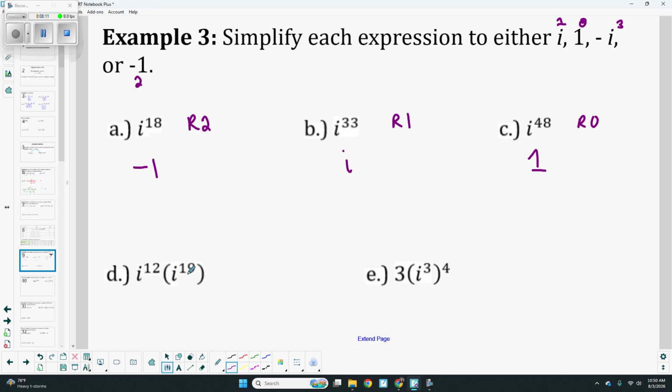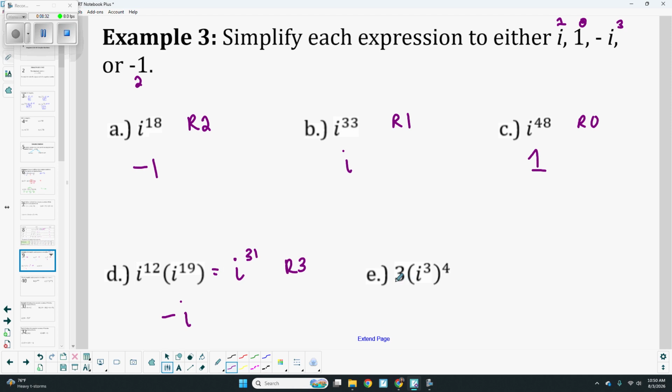This, I'm going to multiply it first. And by multiplying, I really mean add, right? When you multiply like bases, you add the exponents. So this is really i to the 31st power. We know that 4 times 7 is 28. So that would be a remainder of 3. And a remainder of 3 was -i.